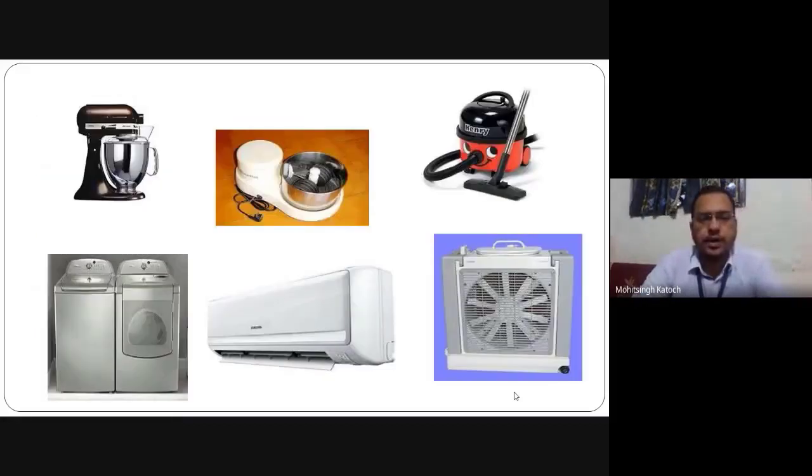In this photograph, you can see various commonly used household appliances in every Indian home. Knowingly or unknowingly, we use these appliances and create noise pollution inside our homes.